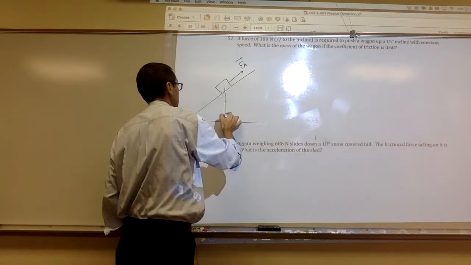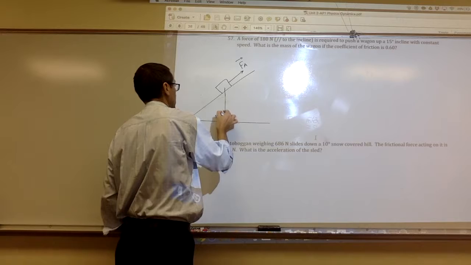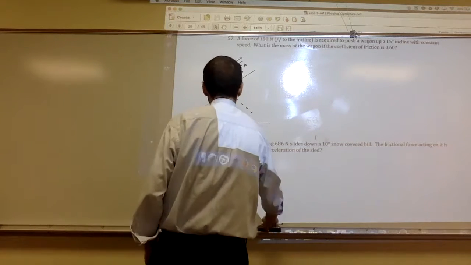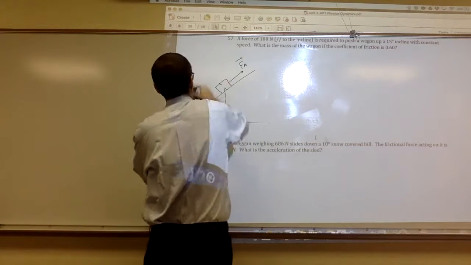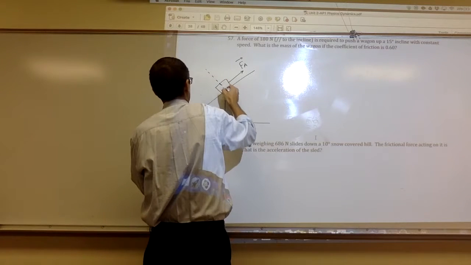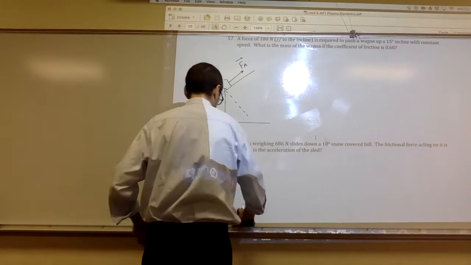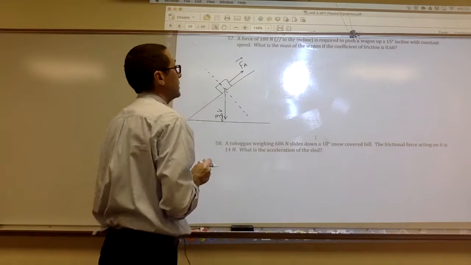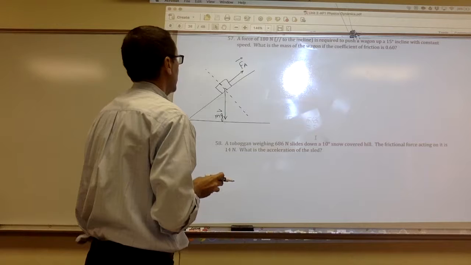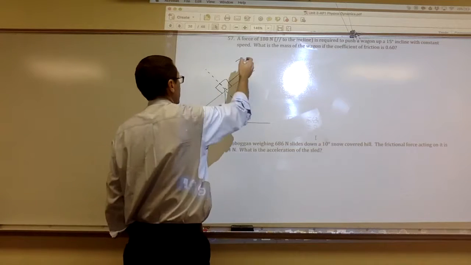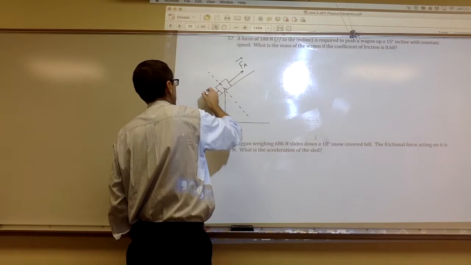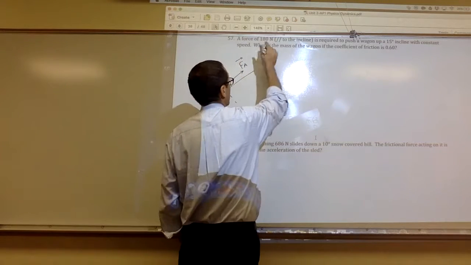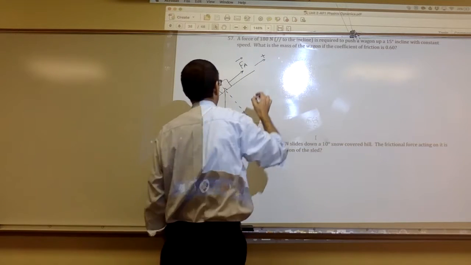Okay, this is my mg. This here is the perpendicular to the surface, to the ramp. And it looks like we have some friction. So if we're pulling up the ramp, friction must be down the ramp. Okay, so if I'm moving up the ramp, I'm going to look at up the ramp as positive.